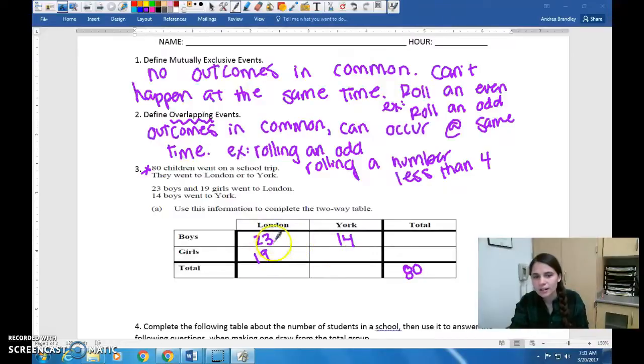Right here, I have 23 and 19, so I can figure out the total number of people who went to London by just doing 23 plus 19. So 23 plus 19 equals 42.